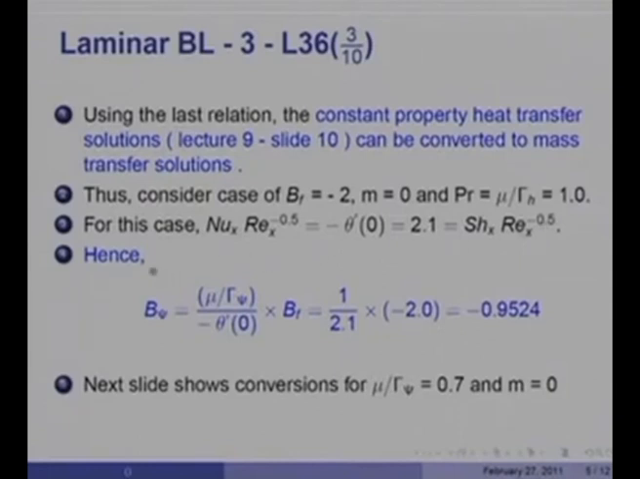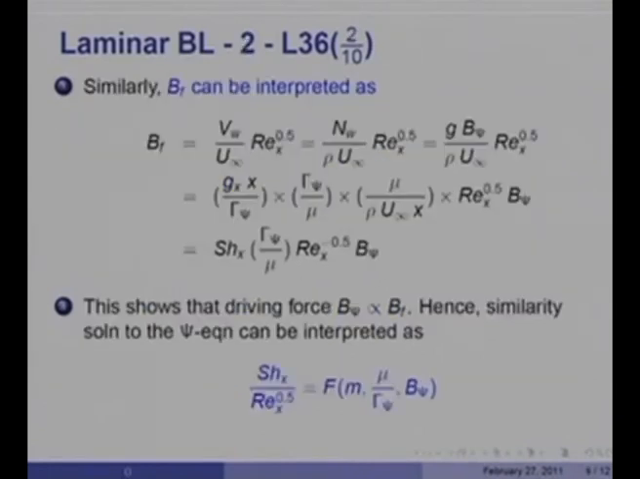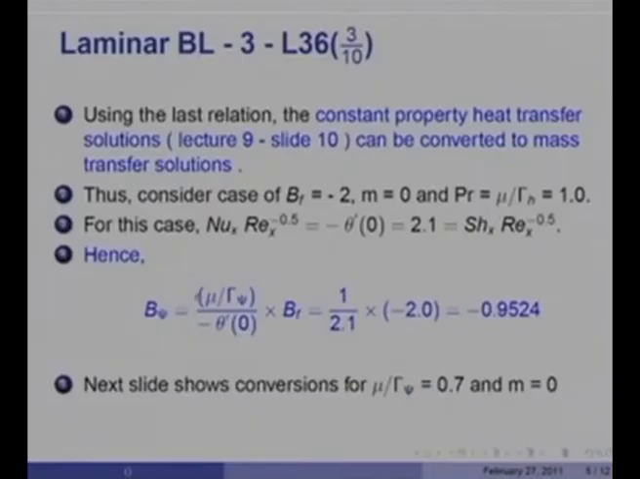So, what will be B_psi? As you can see from the previous slide, B_psi would be B_f divided by Sh_x Re_x to the half into mu by gamma_psi, and that is what I have done. So, mu by gamma_psi times minus theta prime 0 into B_f, and this is 1 over 2.1 into B_f, which was minus 0.2, and mu by gamma_psi here is 1. So, that will be minus 0.9524. This would be the exact conversion when mu by gamma_h will be equal to mu by gamma_psi.